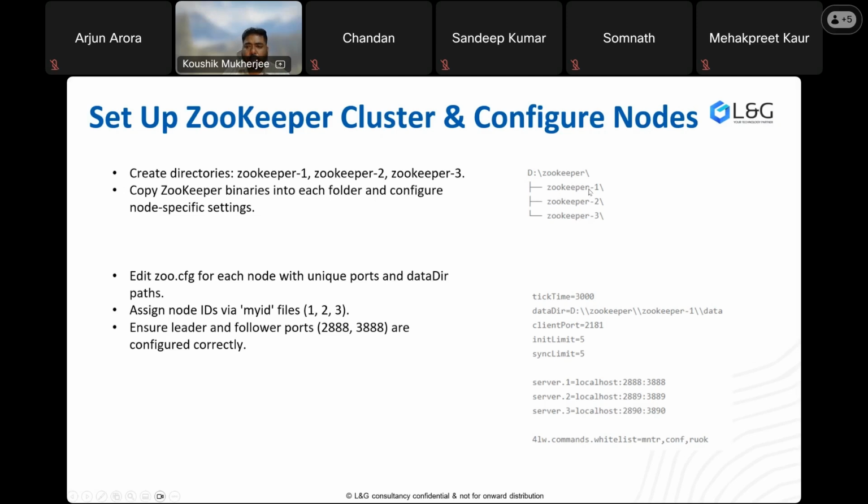First one we keep at 1, second one is 2, third one is 3. The ID is 1, 2, and 3 for all three folders, so you need to update that. There is a file called myid. We'll show you that. Into that myid file, you need to provide the ID number. And we need to provide the port.